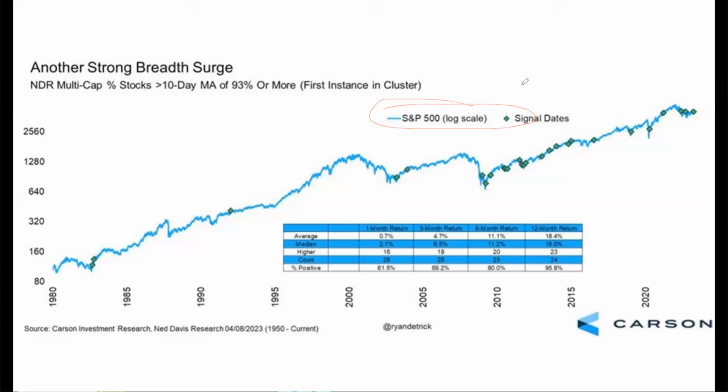Oftentimes people use log charts because it works with their signals a little bit more, or the specific data set they want. So that's something you always have to keep in mind whenever you see log scale charts, that oftentimes it's because the data or the signals may not work on the standard type of chart.